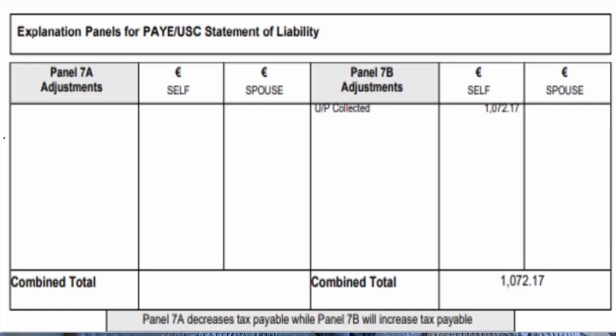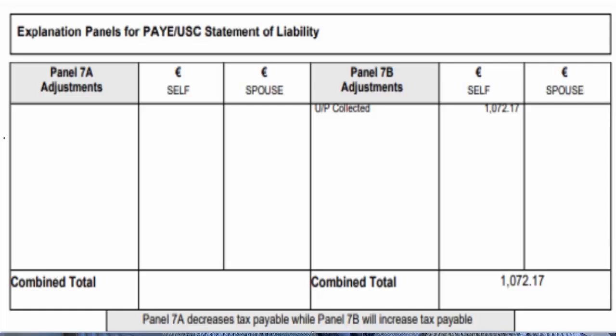It says U/P collected. What is U/P and where would this amount have come from? The answer is, it is an underpayment that Revenue are now collecting. It could be from a previous year. If you have a question, please ask Revenue about it. We have a video on our channel here called How to Submit and Manage Inquiries on Revenue My Account, a step-by-step guide.